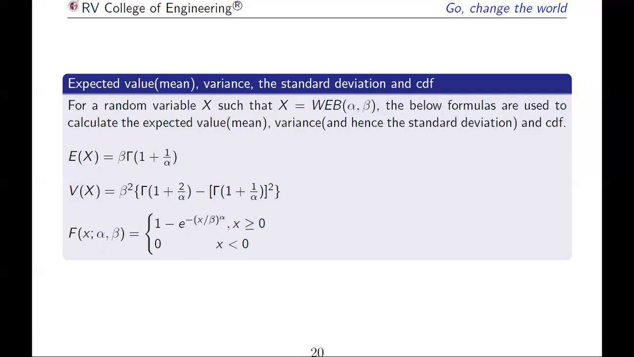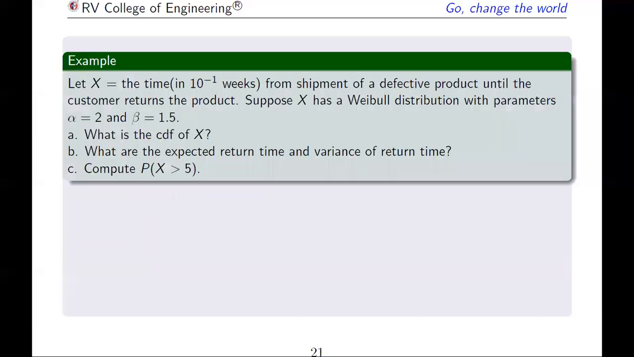One of the reasons the Weibull distribution is popular in reliability and survival analysis is that it has a closed form cumulative distribution function. This is very useful in handling data sets that contain right-censored observations, which you come across in biostatistics and reliability courses. So now we will look at two examples.